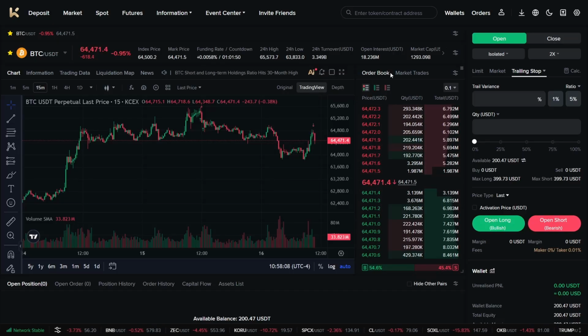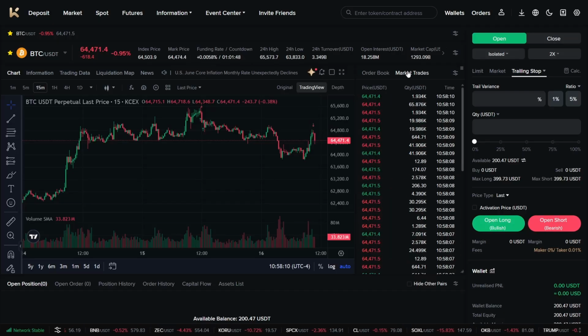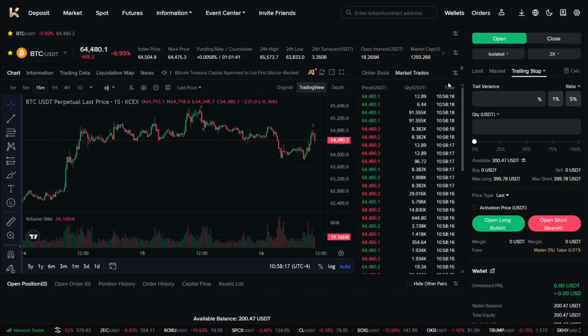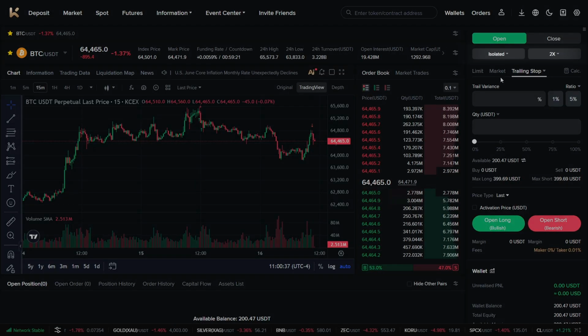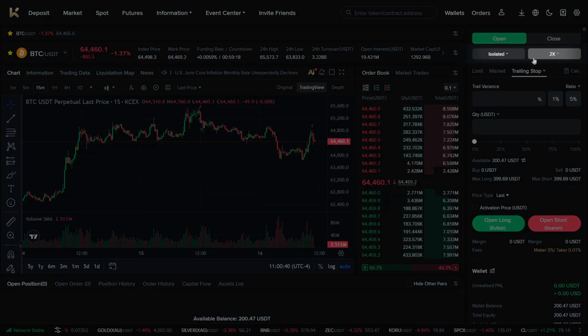Just to the right of the order book, we have market trades. Market trades show completed trades, including their price, the quantity of the order, and the time the trade was made. Now, when we're making a trade, we have two options. We can open a long or open a short. A long position is used when traders expect the price to rise, while a short is used when traders expect the price to fall.